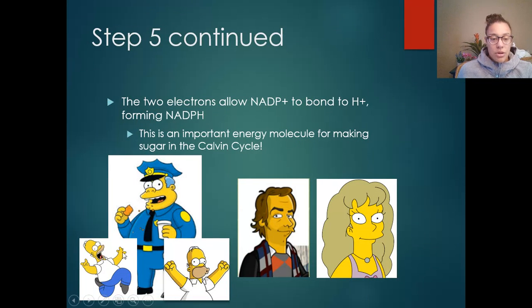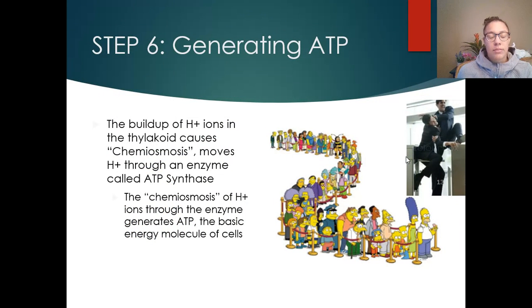So here's the capturing of those excited electrons. They're going to bond up and create that energy-rich molecule. And that energy-rich molecule is going to help drive the second portion of photosynthesis, which is called the Calvin cycle. And that's how sugar is made. So it needs energy to make sugar with those electrons. Now, how do we make ATP?